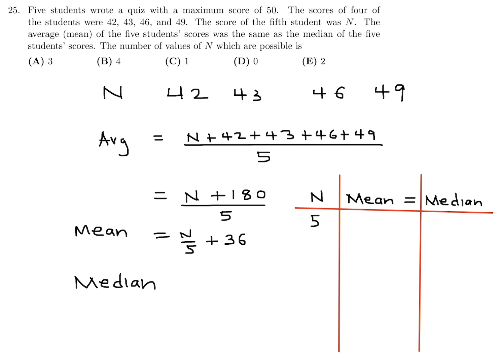If N is 5, the mean is quickly calculated as 37. And if N is 37, then what's the median? Well, the median is 43. Does this work? No, because remember, our goal is to make the median equal to the mean. All right, so no problem. Keep going.